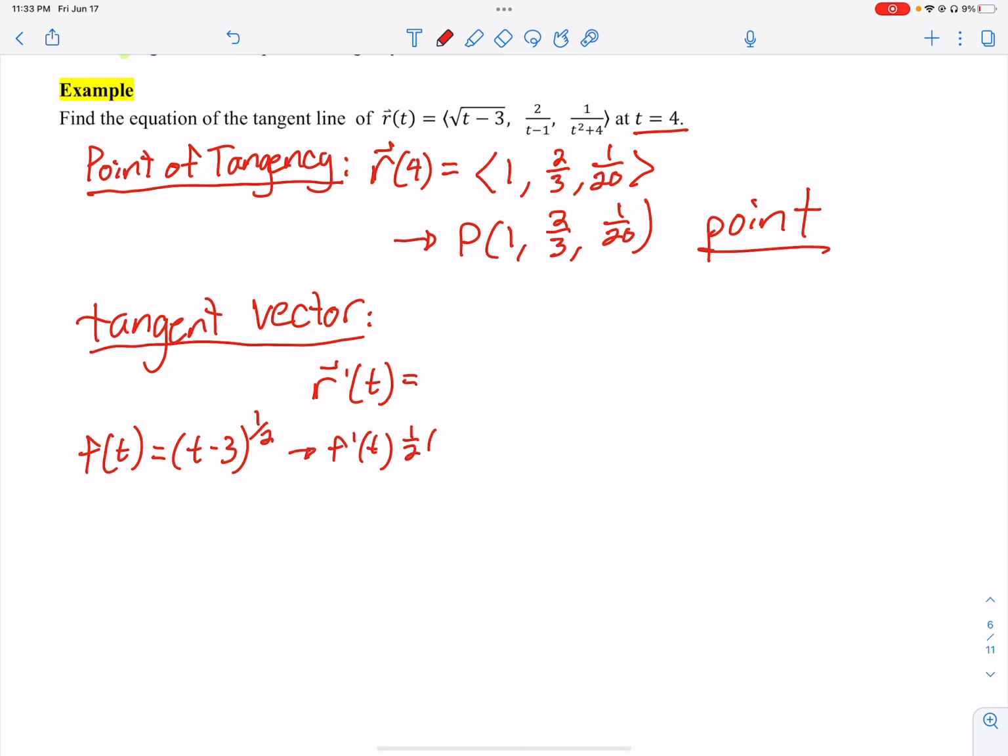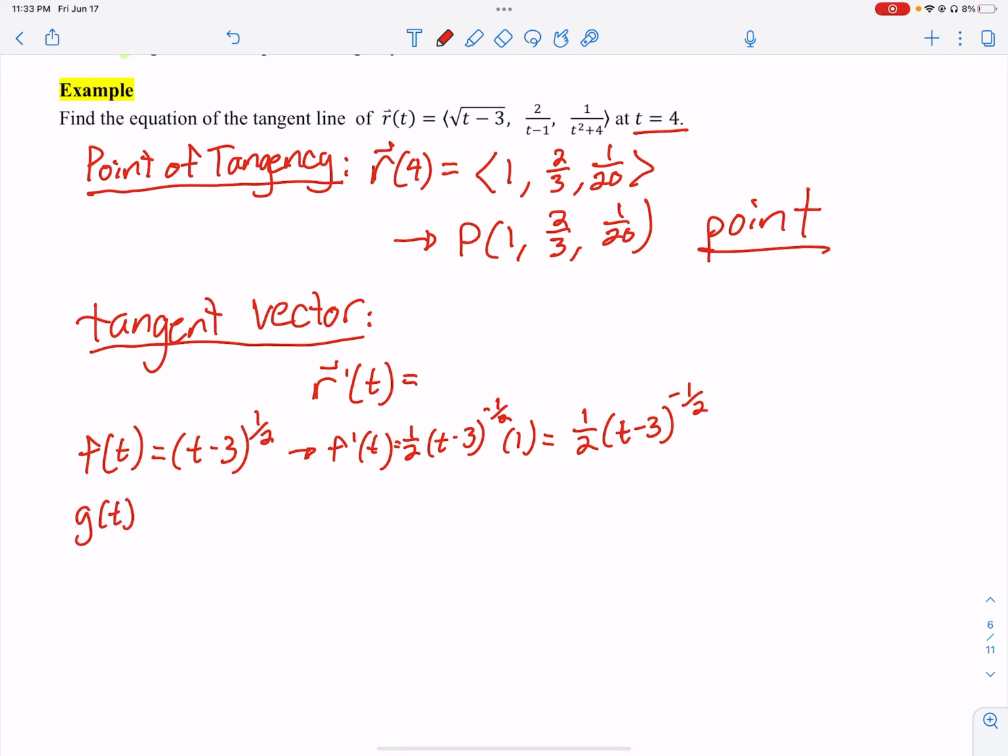is 1/2. (t minus 3) stays. This drops down, so it goes down to negative 1/2, and then it's the chain rule, so I multiply by 1. So I could just throw that in there. Actually, I'm not even going to really simplify that because I'm going to plug a value into it. So we'll leave it as is.